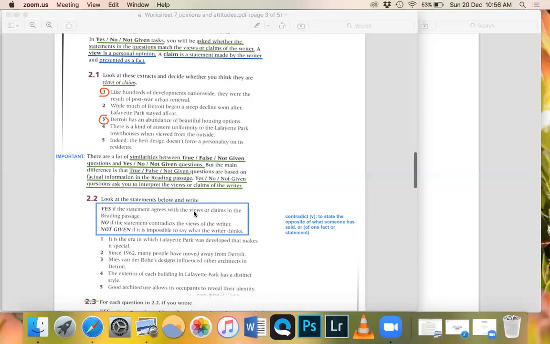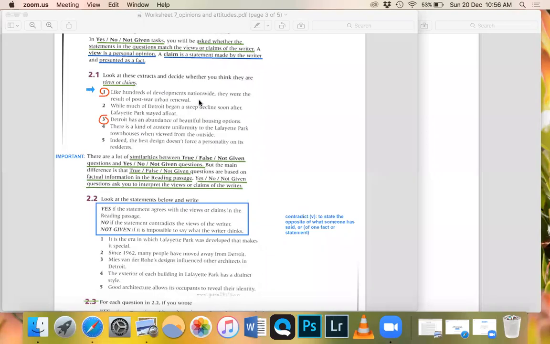Right, so for everyone, it asks us to see if it agrees or contradicts the views or claims. A view is a personal opinion, and a claim, as I said before, is a statement made by the writer and presented as fact. It's not necessarily fact, it's just presented as fact by the writer. So let's have a look at these 2 sentences. I want you to write in the chat box, do you think this sentence is a view, personal opinion, or a claim, something that is presented as fact?